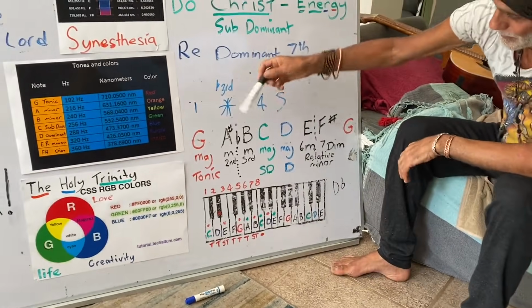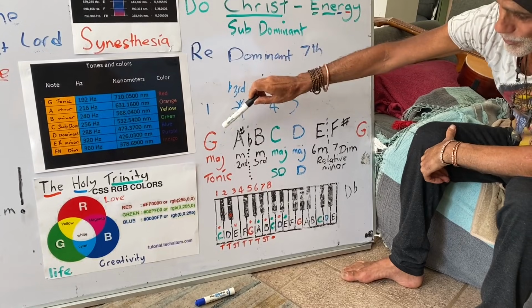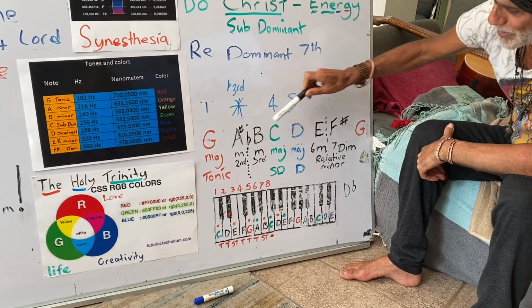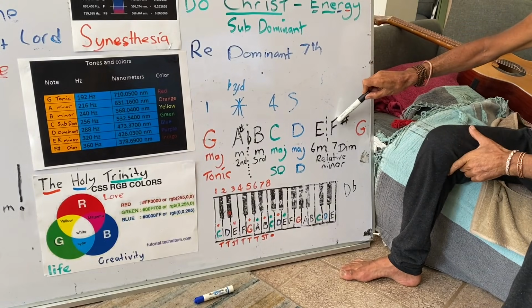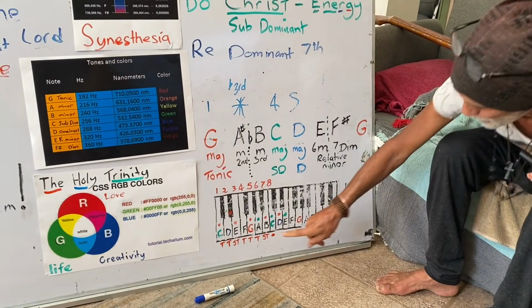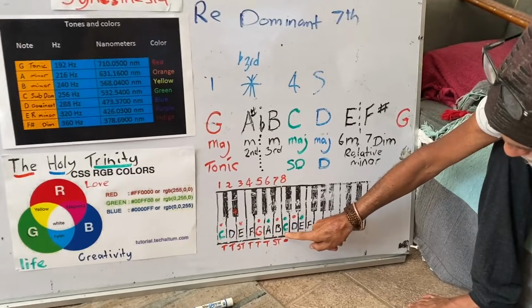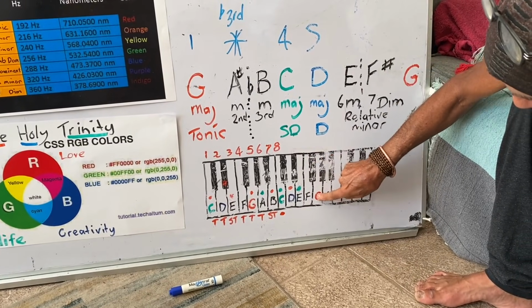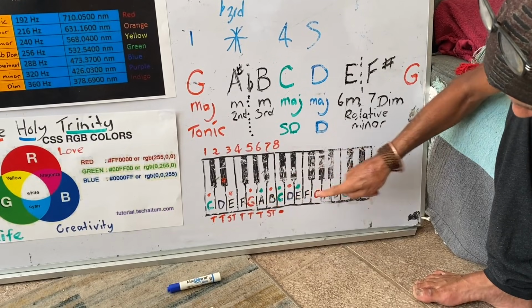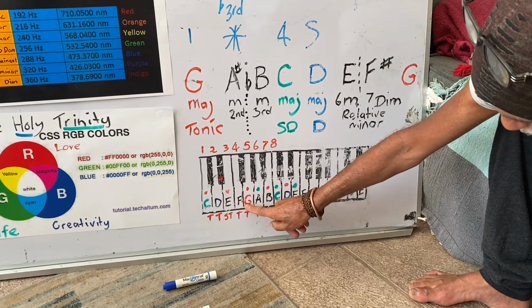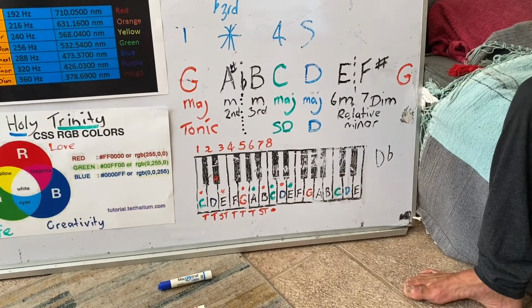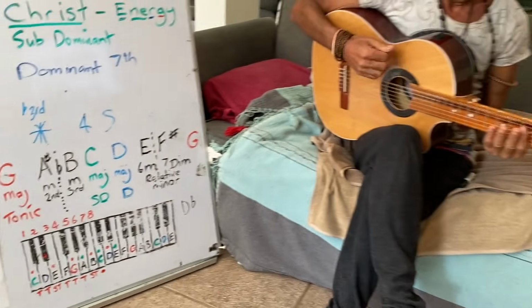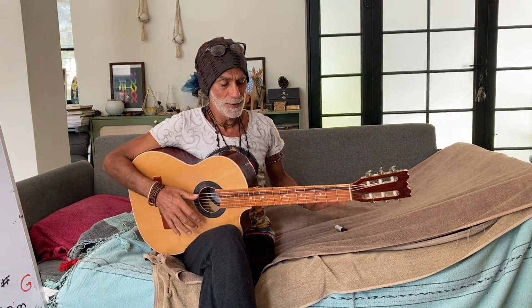But so the 7 notes in G would be G, A, B, C, D, E, F sharp, G. That's the 7 notes. But we only want the red one, the green one, and the blue one. Right? Red, green, blue. So this is in open G. This is in open G.